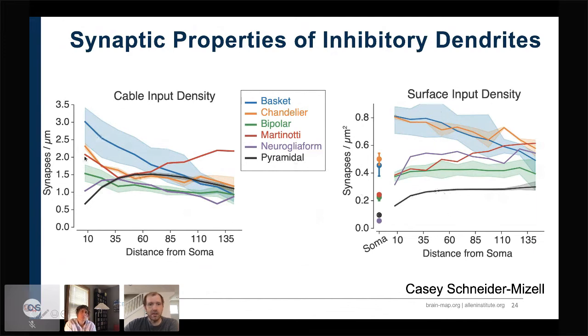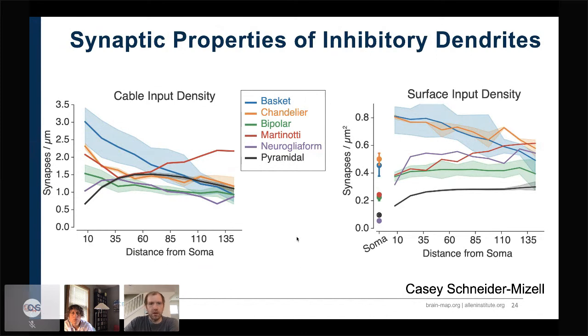Also, interestingly, you can see that the basket cell and the chandelier cell, which had very different densities per micron, have very similar densities per micron square, and these different populations of interneurons tend to collapse into sort of a more uniform distribution, particularly closer to the soma. Also, because if you quantify it per micron square, you can actually put the density of synapses on the soma in the same plot, and you can see those vary as well across these different types.